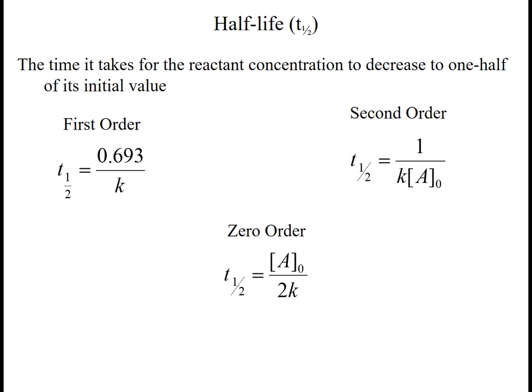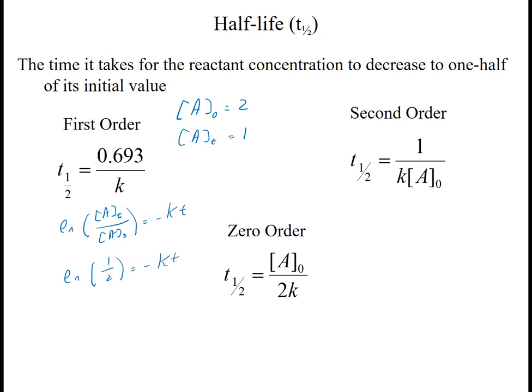So if we say that the initial concentration of A is 2, and so therefore half of that concentration at time t would be 1, and we do the first order, then basically it's going to be the natural log of the concentration at time t divided by the concentration at time 0 is a negative kt. And so I put in these 1/2 as a negative kt. When I take the natural log of 1/2, I get a negative 0.693 is a negative kt.